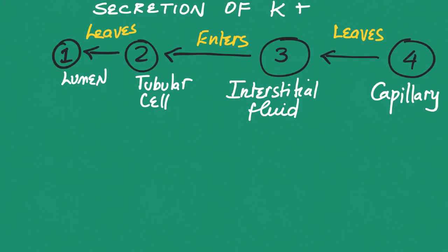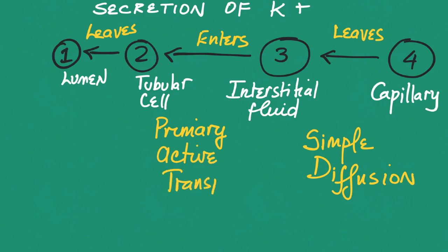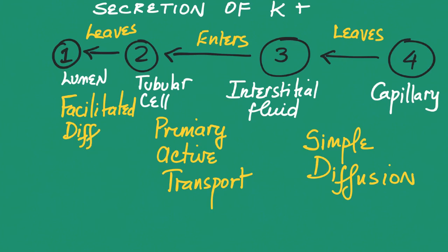Potassium leaves the capillary via simple diffusion because the capillary is fenestrated, so it's easy for the potassium to leave. Potassium enters the tubular cell via primary active transport. If you remember, sodium was pumped out of the tubular cell via primary active transport. There's a sodium-potassium pump here, so the potassium is pumped into the tubular cell. Then potassium leaves the tubular cell via facilitated diffusion to enter the lumen. Once it enters the lumen, it leaves out as urine.